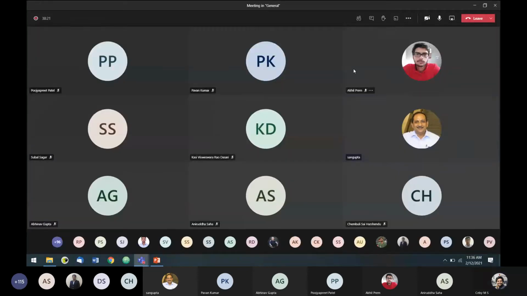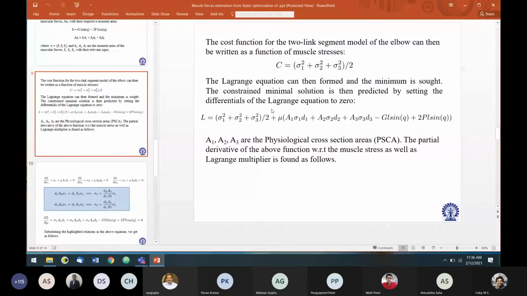Many researchers have put forward several optimization criteria, but within that, as Sebi said, the minimization of the sum of the quadratic muscle forces and the minimization of the sum of the quadratic muscle stresses have been more popularly used by different researchers. Okay, Sebi, you can carry on then.